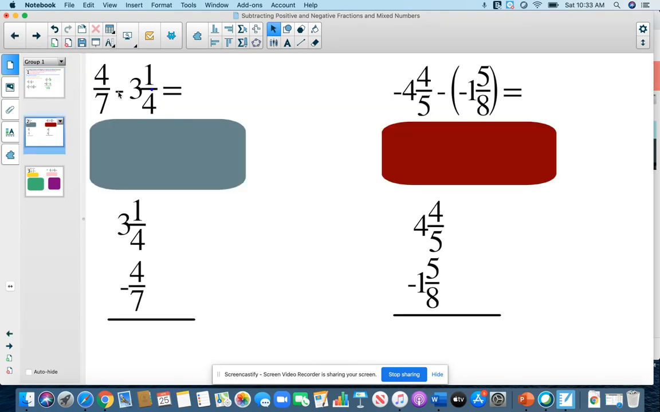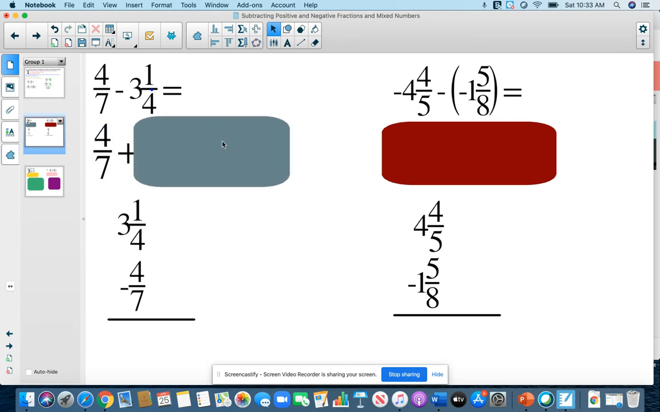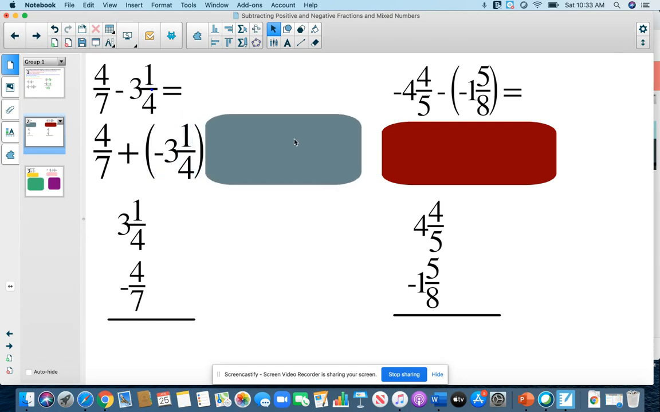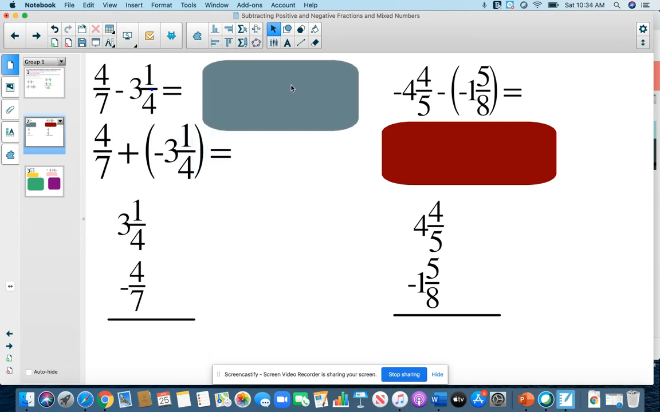So the first one we have here is 4/7 minus 3 1/4. The first step is to change it to an addition problem. So keep the first one, change to addition, and then do the opposite of positive 3 1/4, which would be a negative 3 1/4. So the addition problem is 4/7 plus a negative 3 1/4.